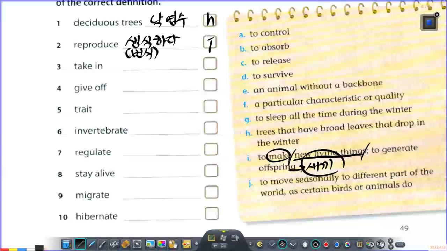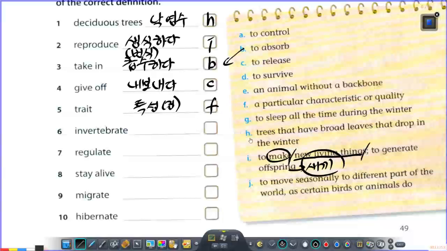And take in, 흡수하다. Don't do that. That's a silly mistake. And pick a letter. That's gotta be B. To absorb and give off. 내보내다, 방출하다. It's gotta be C. Release. And trait, 특성 or 특징. And that particular characteristic quality. That's F. Particular, 특정한, characteristic, 특징, of quality, 자질.